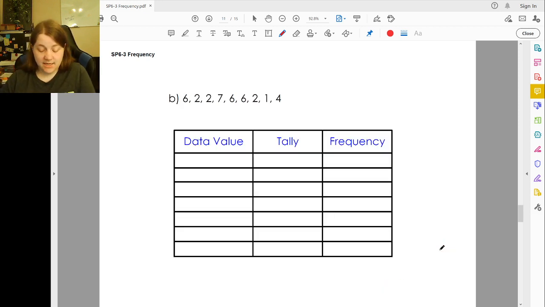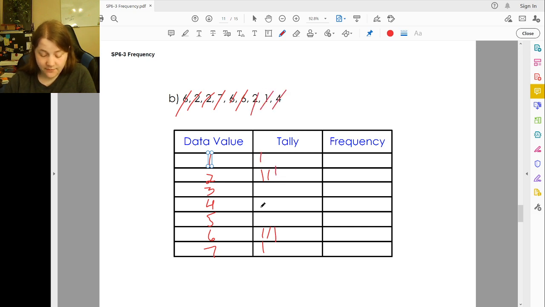Let's go ahead and look at this last one. I see 1 as my lowest. I see 7 as my highest. 1, 2, 3, 4, 5, 6, 7. Let's go ahead and tally these up. I see a 6. I see a 2. I see another 2. I see a 7. I see 2 6s. I see a 2. I see a 1. And I see a 4. So there's 1, 3, 0, 1, 0, 3, 1.